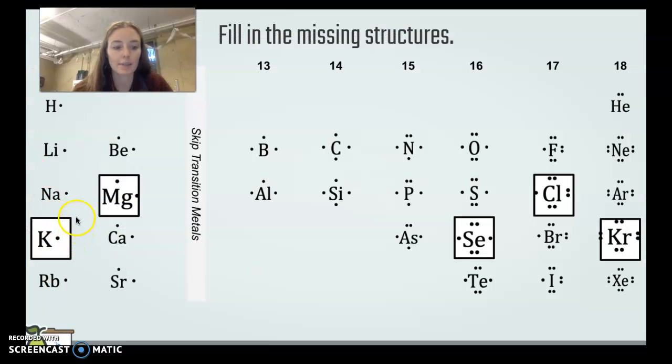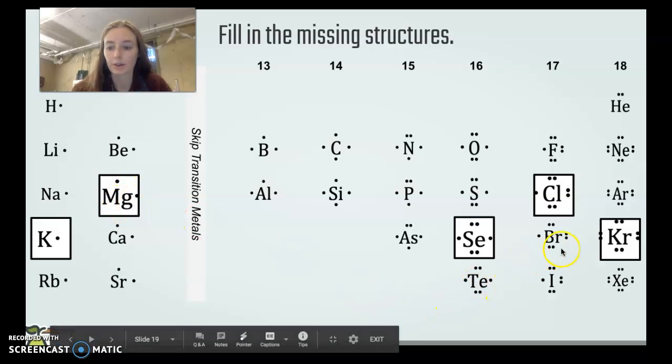In the boxes, you should have said potassium goes there, and that just has 1 valence electron. Magnesium here with 2 valence electrons. Notice that the first letter in the element is capital and the second letter is lowercase. Then check selenium, chlorine, and krypton and make sure yours look like that as well.